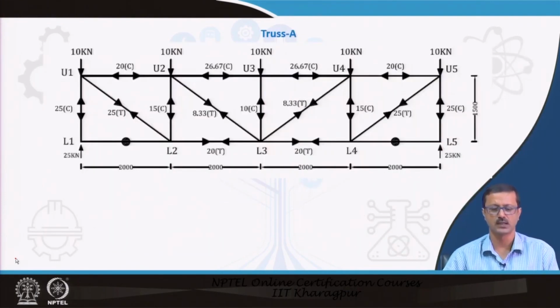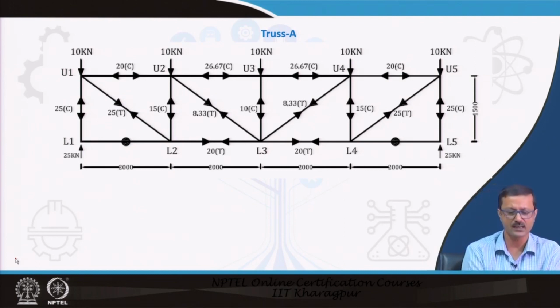Now, let us go to another set of trusses. This is truss A, which, if you remember, we solved in the last lecture. The span of this truss is such that each panel is 2 meter, it is a parallel chord truss, the total span is 8 meter, and the depth is 1.5 meter. The supports are at the extreme ends, L1 and L5, and the forces are given to you.